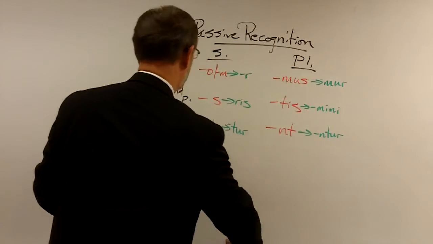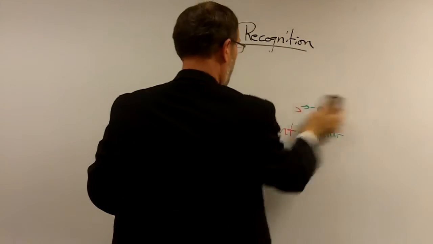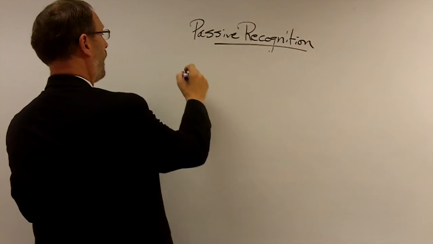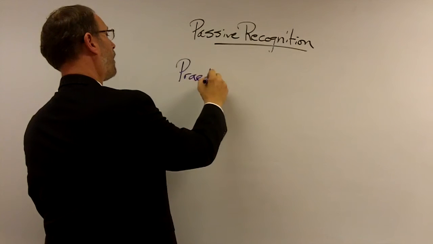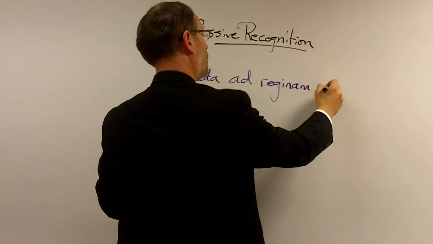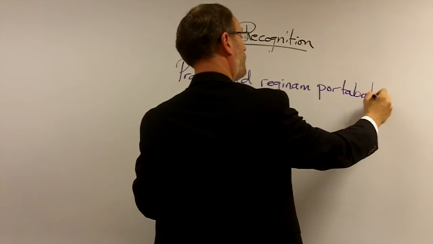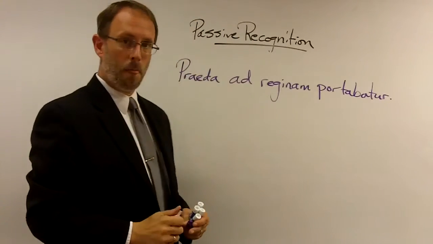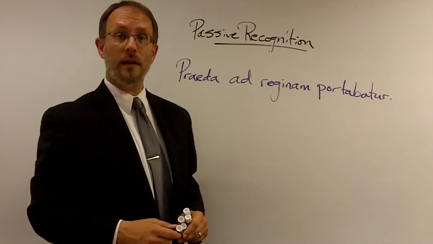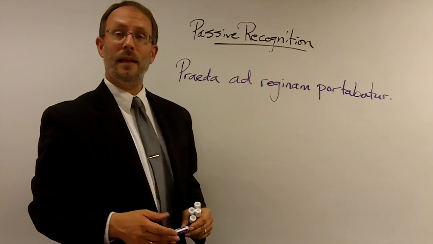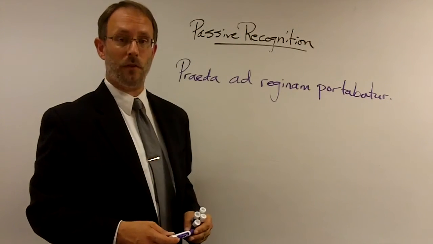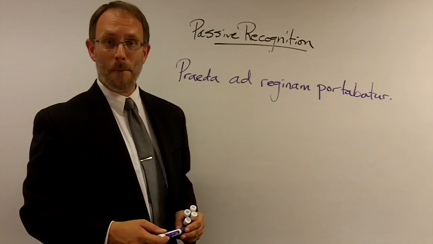Now let's see this in a sentence. So maybe we've got some sort of adventure, and we've got some loot involved. Praeda ad reginam portabatur. Copy that sentence, underline the one and only verb, and identify its person, first, second, or third, its number, singular or plural, its tense, present, imperfect, future, or perfect, and its voice, active or passive. Go ahead and pause the video and do that now.